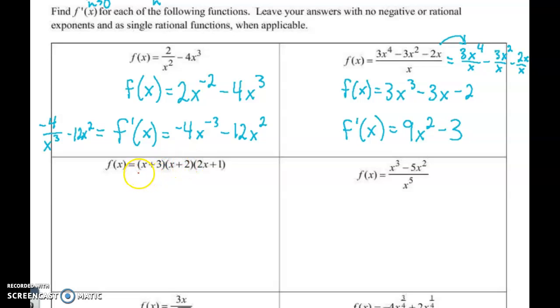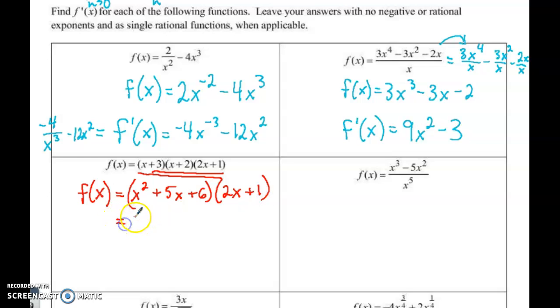So like we can't do this one yet. We have to multiply it out. So rewrite it. x squared plus 2x plus 3x would be 5x plus 6. And then multiply it out again.